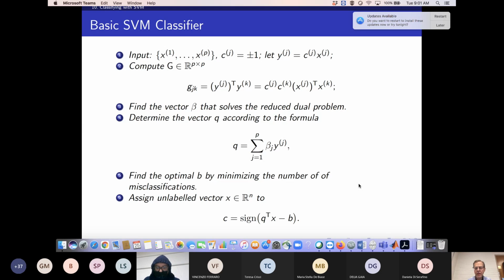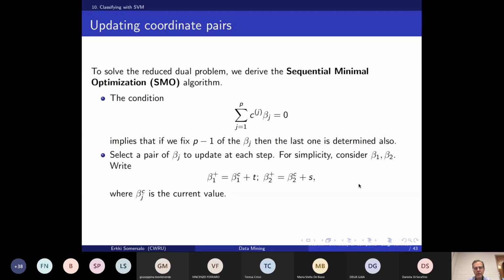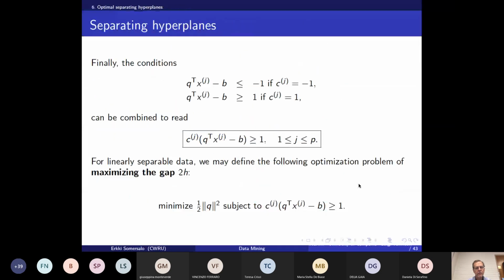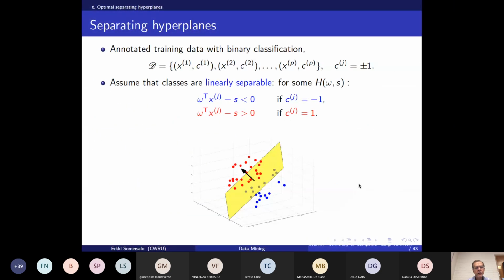So let me summarize the algorithm. The idea is very simple. So let's get back to the beginning. Remember what the assumption here was. The idea was that suppose you have data which is annotated and it consists of two classes, which will be called +1 and -1. So the red points are +1 points and the blue points are -1 points.